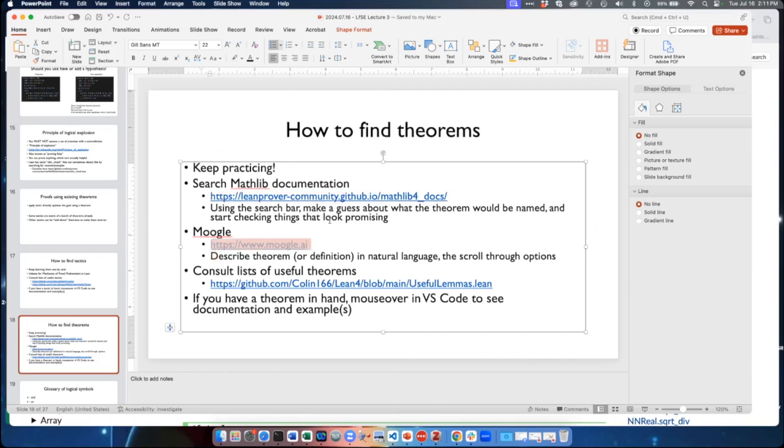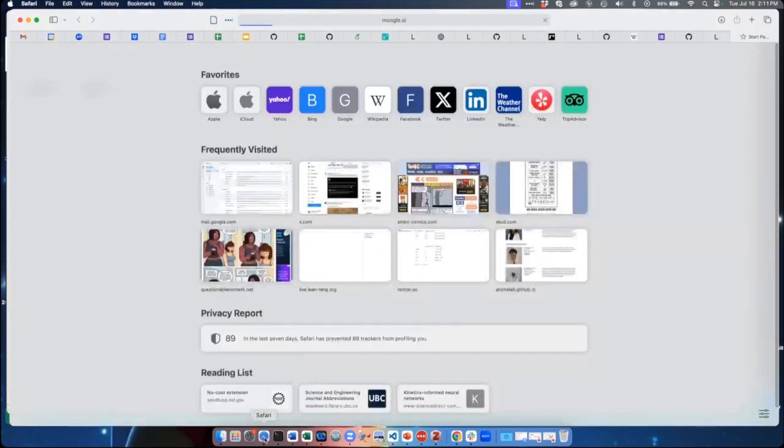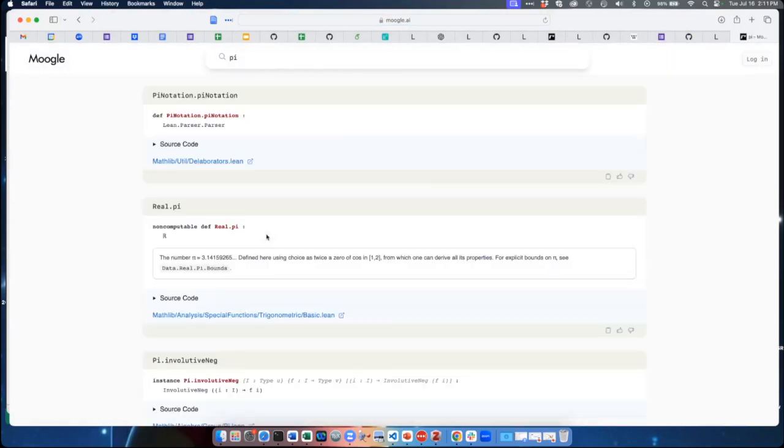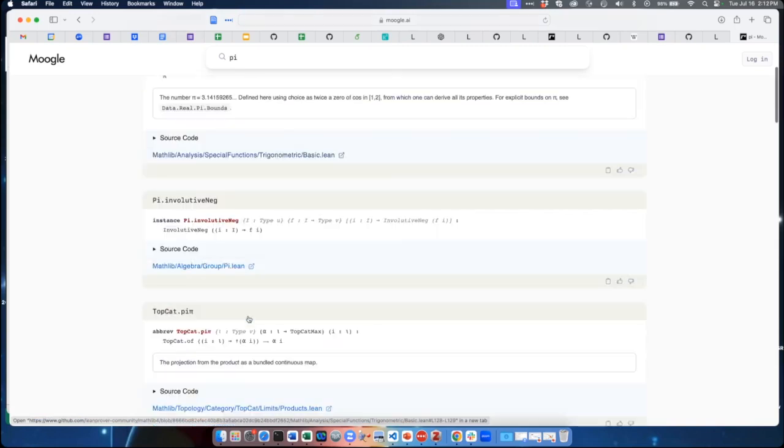You can describe what you're trying to look for in natural language. So you go to moogle.ai and maybe I just want to find pi. How do I define pi? I can just search for pi. And well, the first one isn't what I'm looking for. But Real.pi, pi as a real number, looks good. Now I have it. And this is a definition of a thing. And we have the documentation and a link to the source code. So I found pi. This is useful for searching for theorems as well as definitions. So you can find both of those in that way.